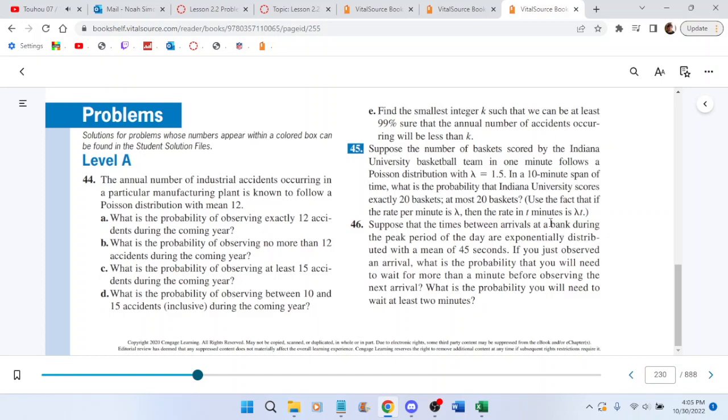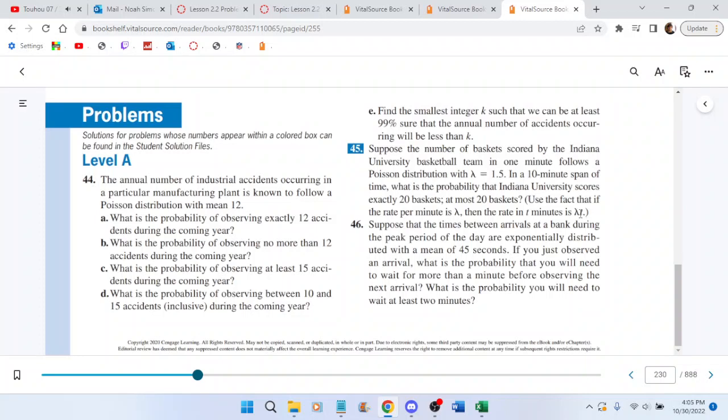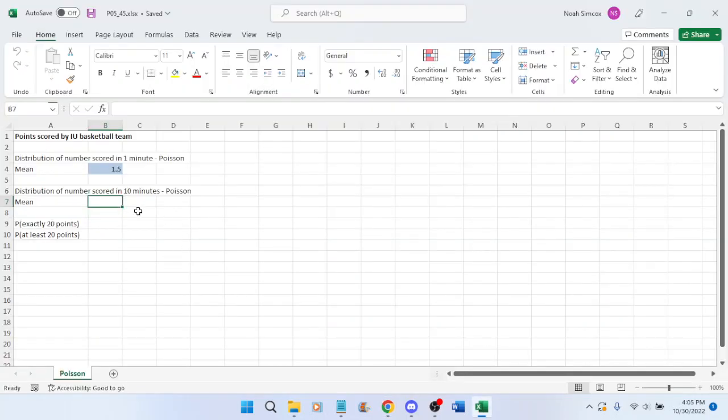If the rate per minute is lambda, the rate in T minutes is lambda times T. Okay. The rate per minute is this. The rate in T minutes is lambda times T. So basically, for the distribution of the number scored in 10 minutes, all you have to do is this times 10, right? They say that you do this times the number of minutes. So that equals this times 10. So they're going to score an average of 15 points in every 10 minutes.